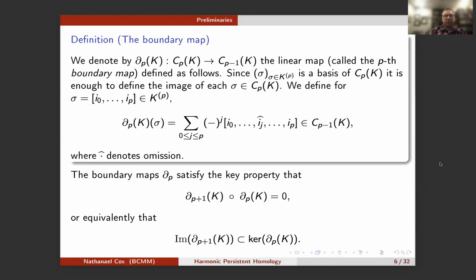We now want to talk about the boundary map, which maps from the P-dimensional chain group into the P-1 dimensional chain group. And its definition is given here. The key property of this boundary map is given below. That is equivalent to the image of the P plus first boundary map being contained in the kernel of the P boundary map, excuse me.